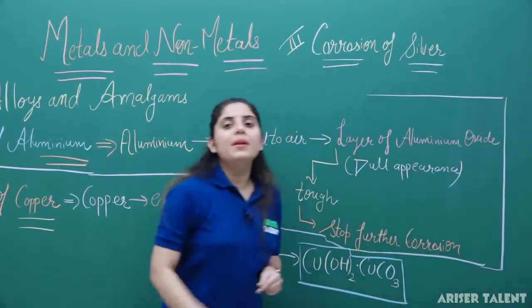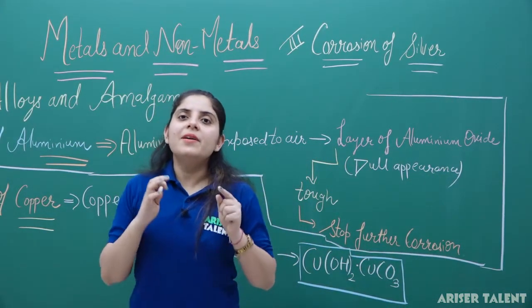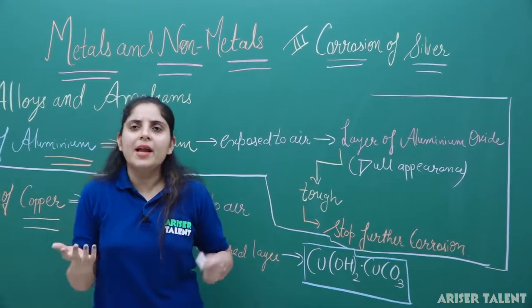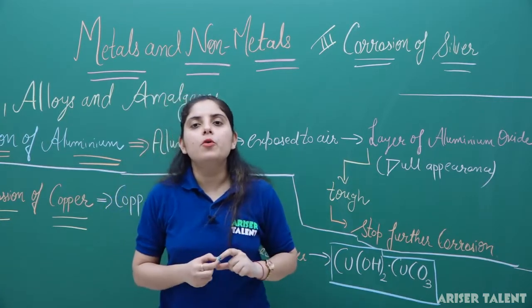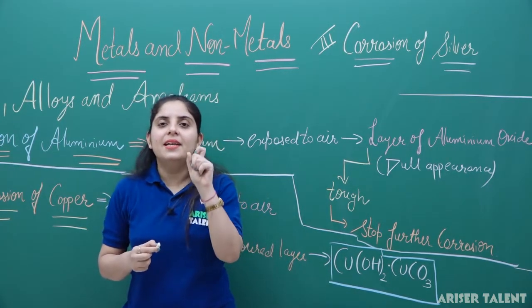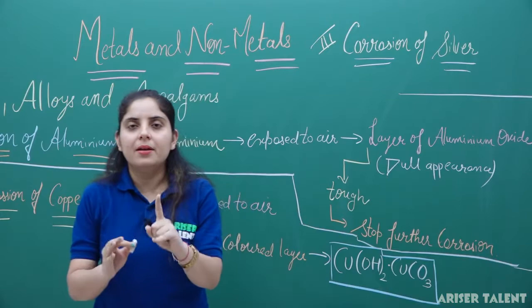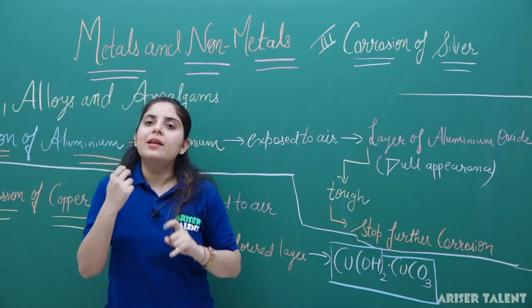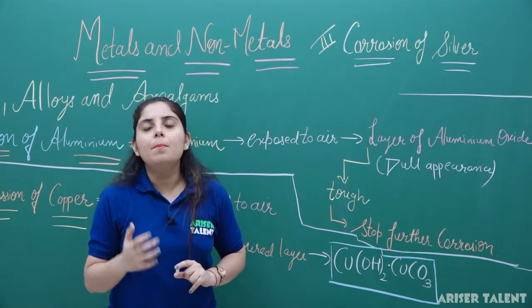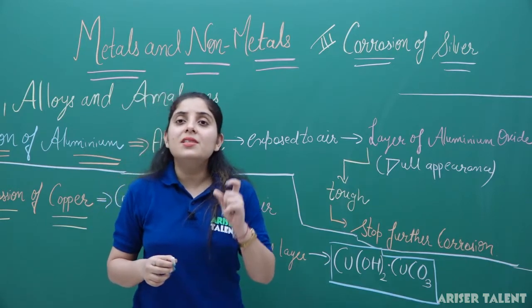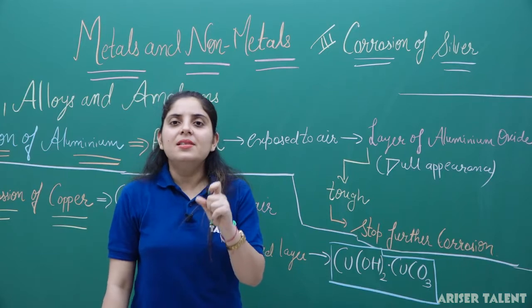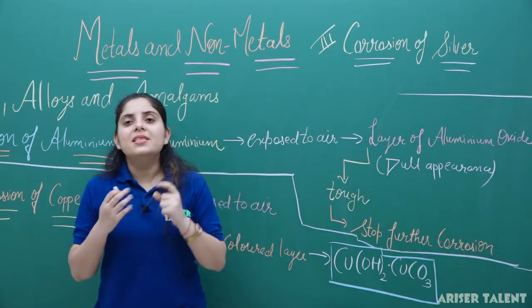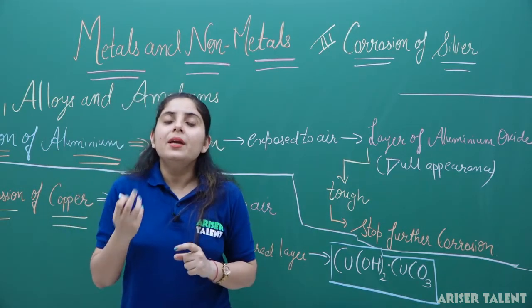Now, what happens in case of silver? Silver, when exposed to the air, will not react with oxygen and other gases easily, but we know that a small amount of hydrogen sulfide gas, that is H2S, is present in the environment. Silver reacts with H2S and forms a black colored layer of silver sulfide on its surface, and silver loses its appearance, turning black. We can say that silver is tarnished.